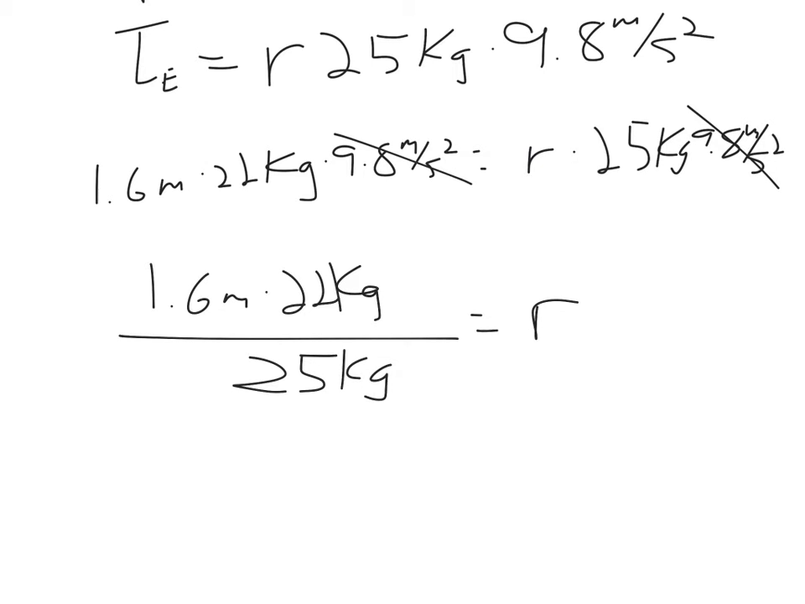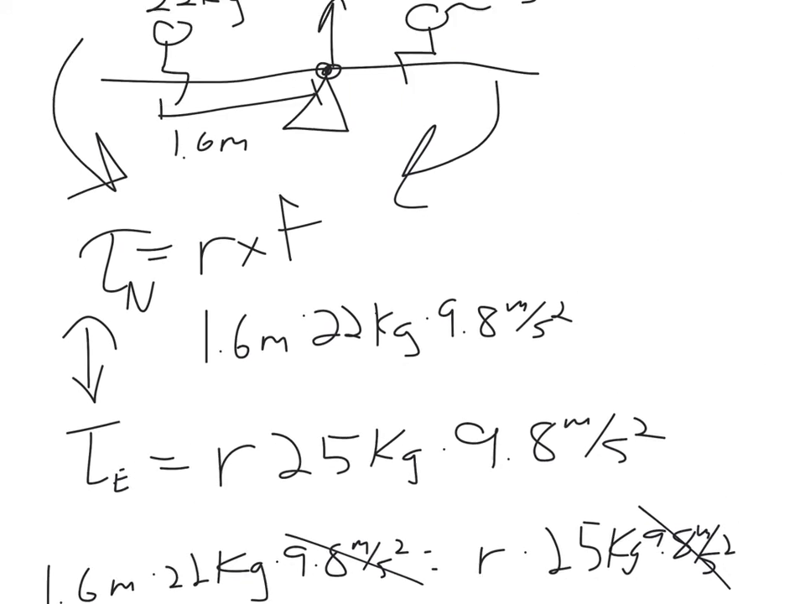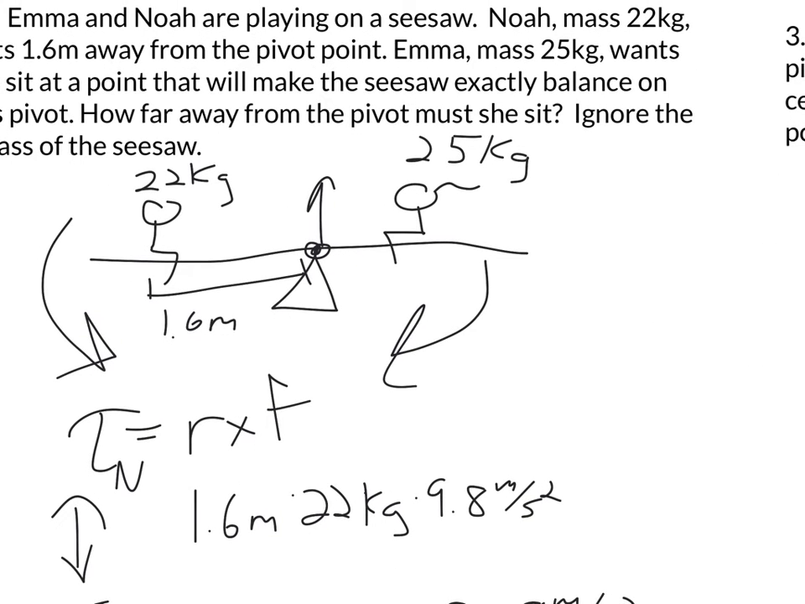So 1.6 times 22 divided by 25, and I get 1.4 meters. And so if we go back up to the picture, there she is. Her distance is a little less than his. Should make sense, right, to balance because she has slightly more mass than he does. That's how you do that as a torque problem.